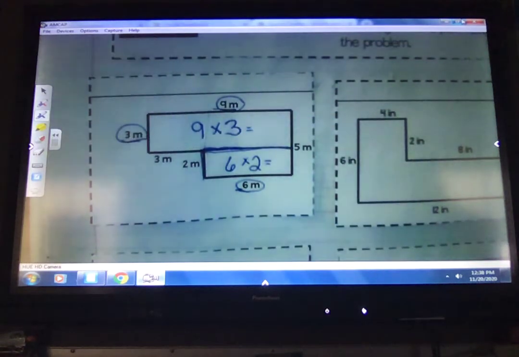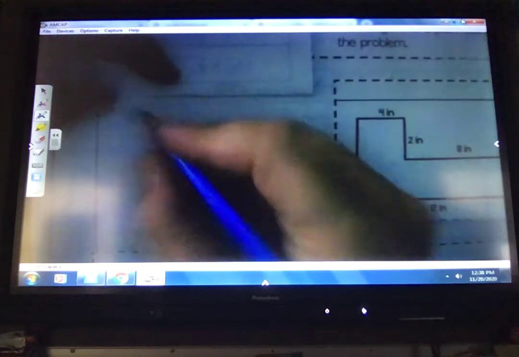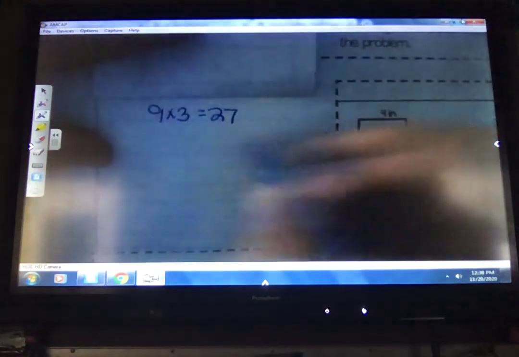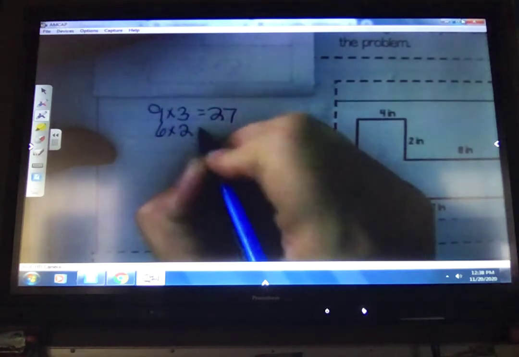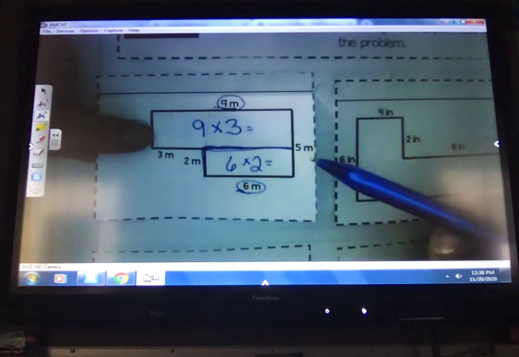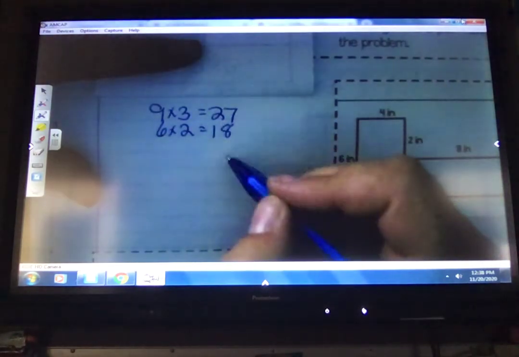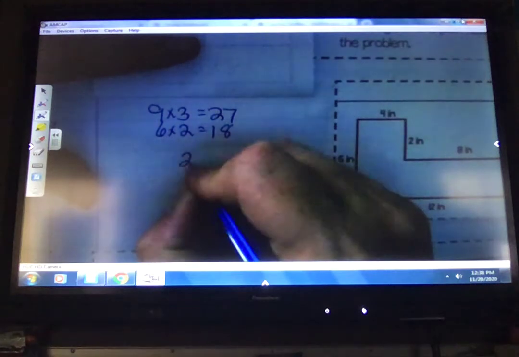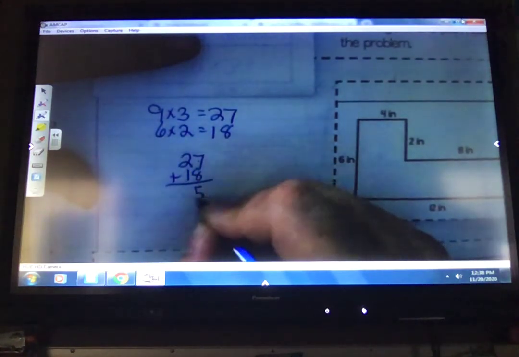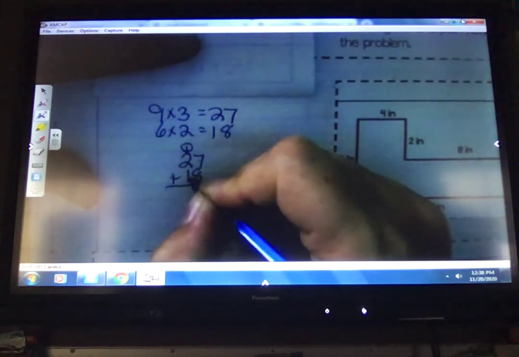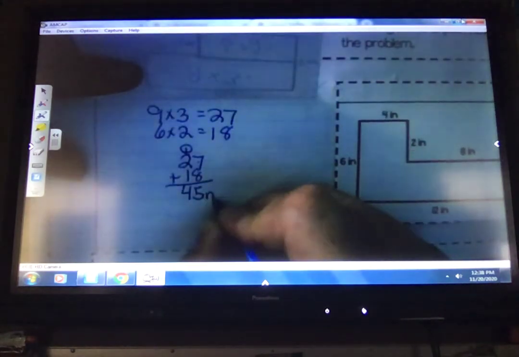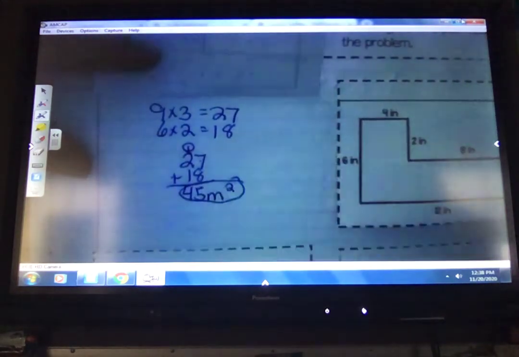So now I'm going to work both of them. Under my tab, 9 times 3 is 27. 6 times 2 is 18. Now remember, I split it. I cut the shape. So now I need to put them back together. So I'm just going to add these two together, 27 plus 18. 8 and 7 is 15. Regroup. 1, 2, and 1 make 4. So 45. I see meters, m squared, to get my area.